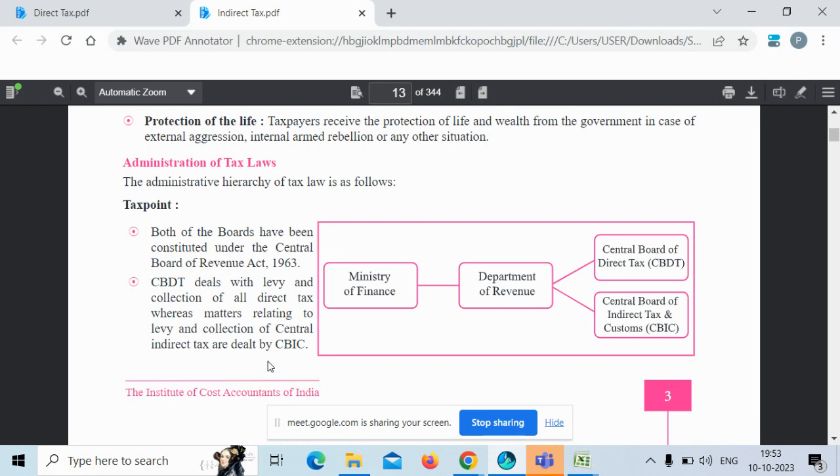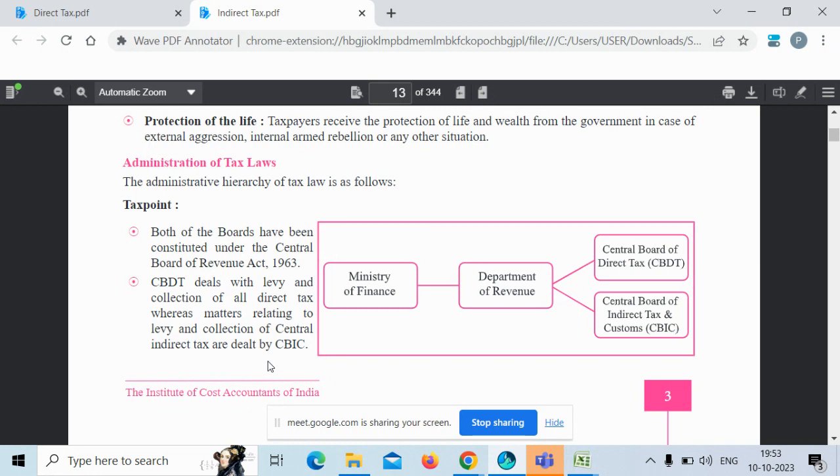Okay, tax point. First one is both of the boards have been constituted. Both means what? CBDT and CBIC. DT means what? Direct tax. Central. Why not state? Taxation, be it GST, VAT was a state tax, but GST is not a state tax. It's a combination of central portion and state, CGST, SGST.